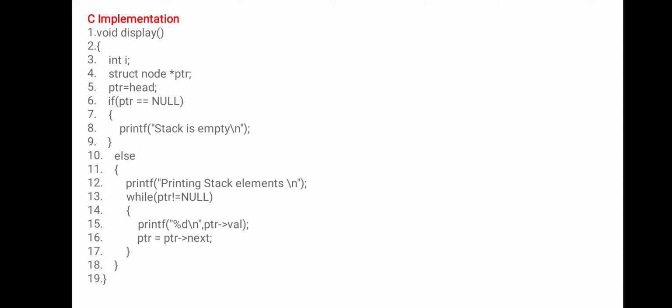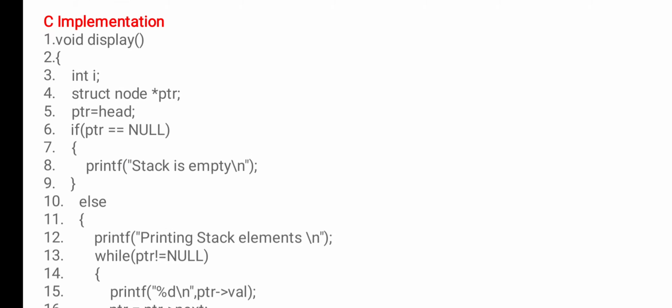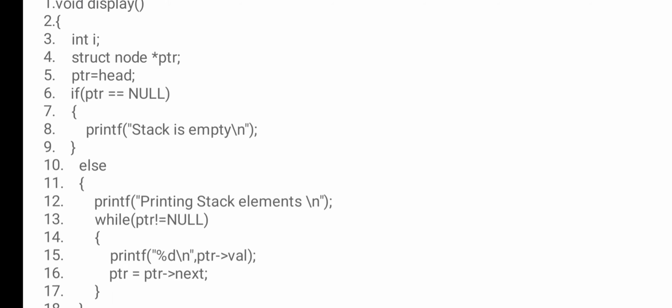Here you observe the program carefully. It is a void display function, and i is one variable of type integer. Struct node *ptr is a variable of type pointer. Why? Because in front of ptr we have a star, which always represents a pointer variable. ptr equal to head. Initially we assign head to ptr.